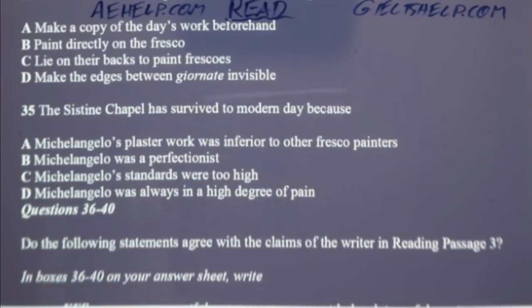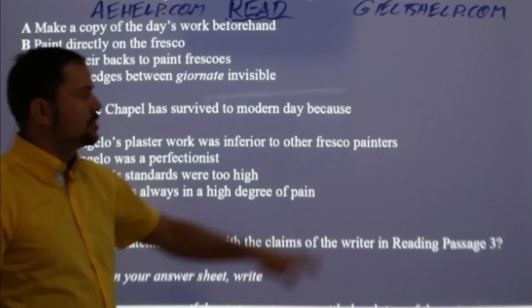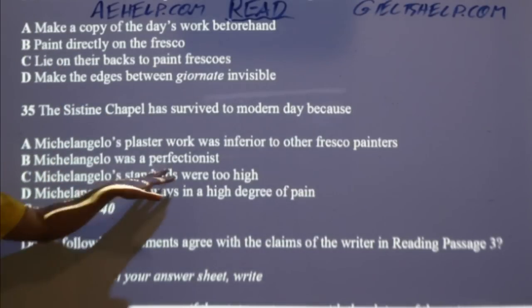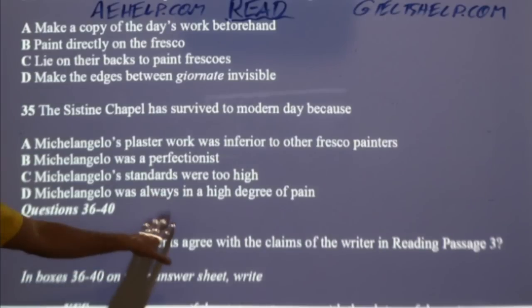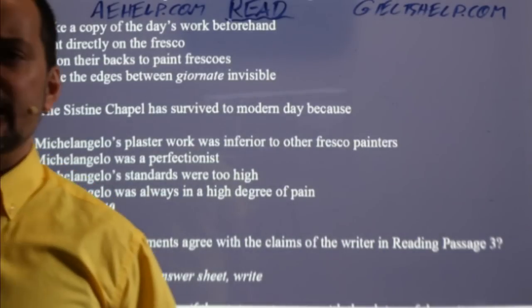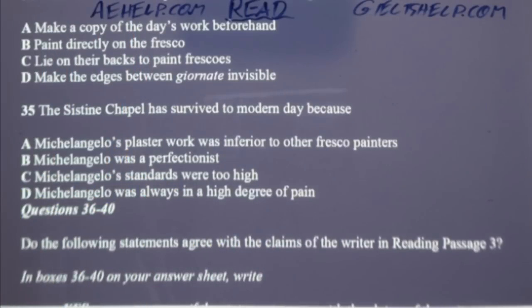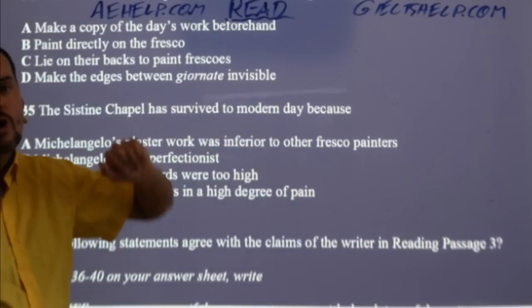Regina says it's going to be A. So Michelangelo's plaster work was inferior to other fresco painters. I don't know about that. Superior, inferior. Michelangelo was a perfectionist. Michelangelo's standards were too high. Michelangelo was always in a high degree of pain. B, Jaren Dream Hunter. You're right, it's B. Pachu agrees as well. Yeah, it's because of Michelangelo's perfectionism. If you answered that, you know that.